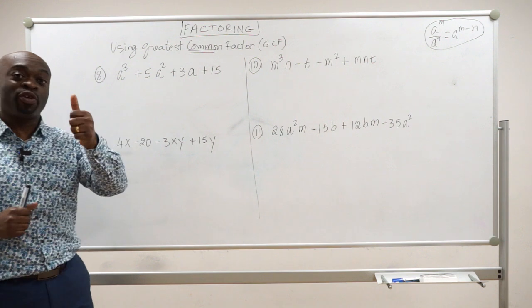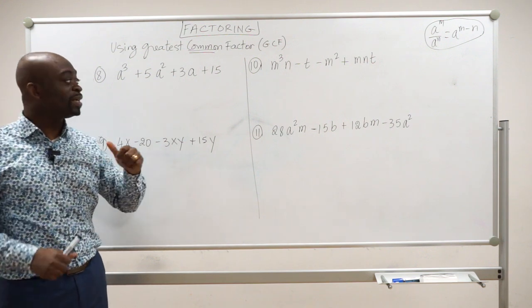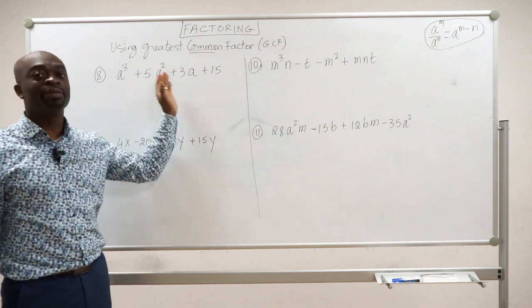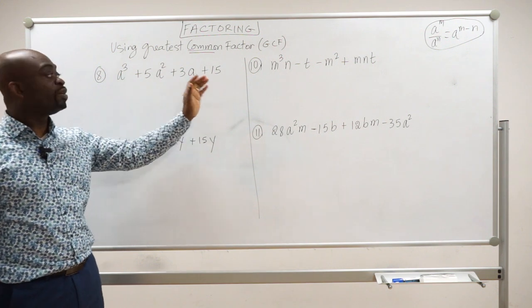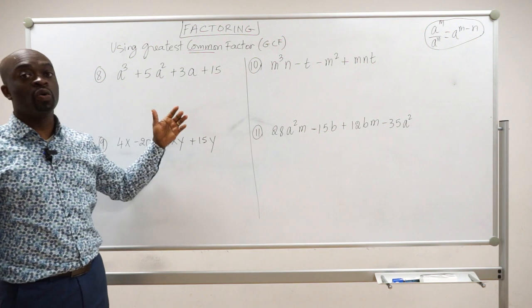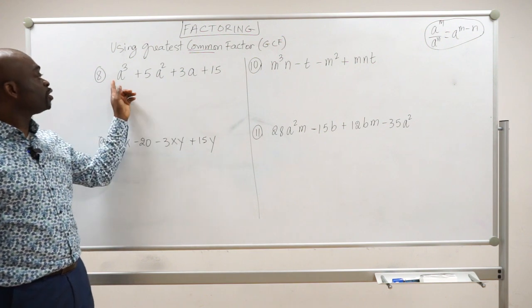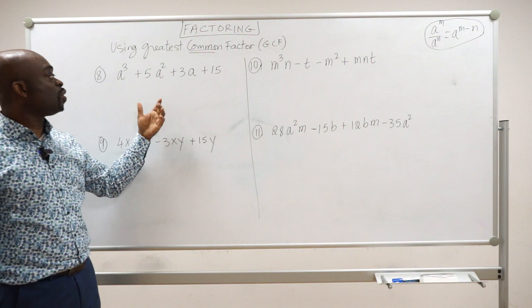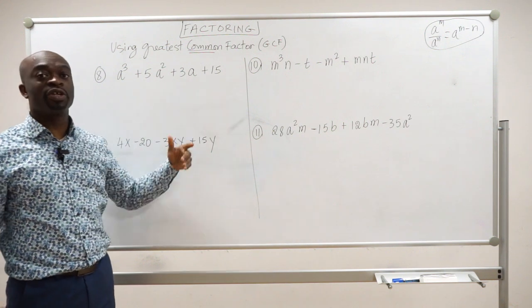Now the first thing that you always got to do, ladies and gentlemen, is to find out: do I have anything in common for all the terms of the expression that you have here? Do you have anything in common for all 4? No. In terms of numbers, the coefficients, no. In terms of the variables, no.